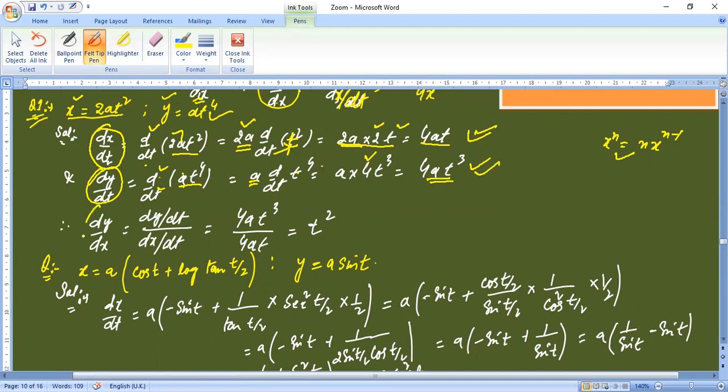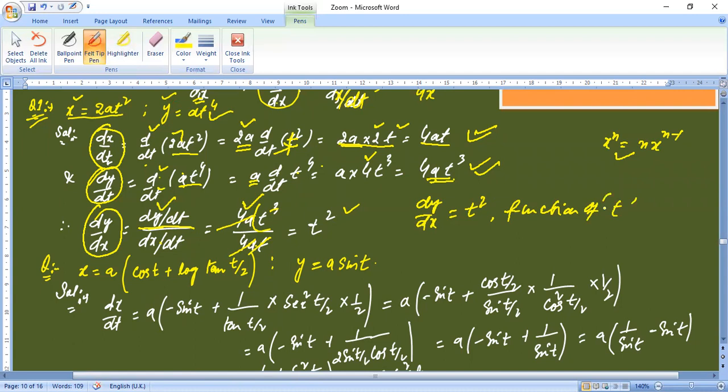Now, in order to calculate dy by dx, what we need to do is divide dy by dt divided by dx by dt. dy by dt we have calculated 4at cube divided by 4at. Now 4a and 4a will cancel, 1t will cancel with 1t, so remaining will be t square. So it means that dy by dx is actually what? t square is a function of t. Right?